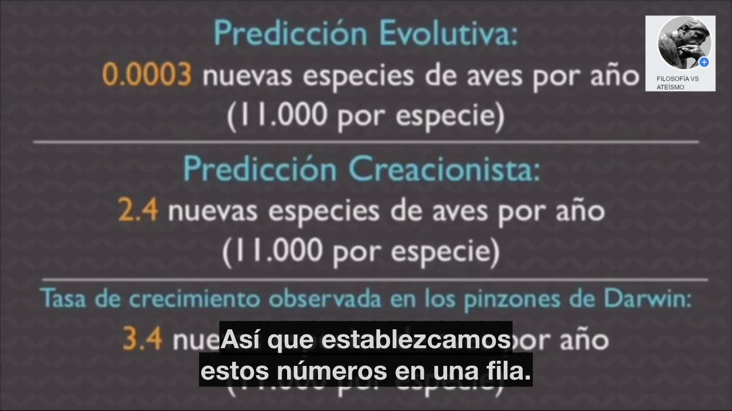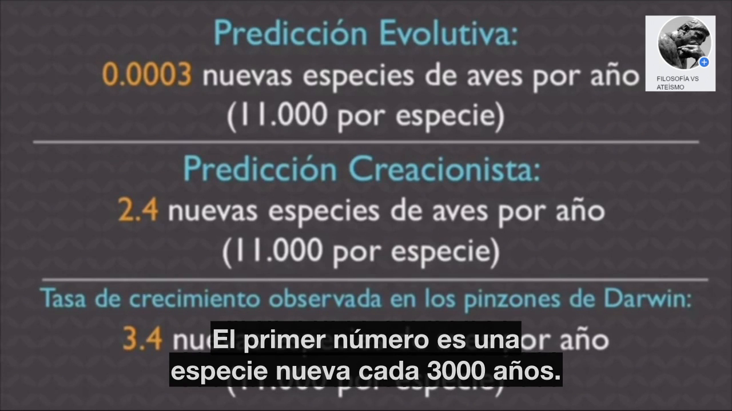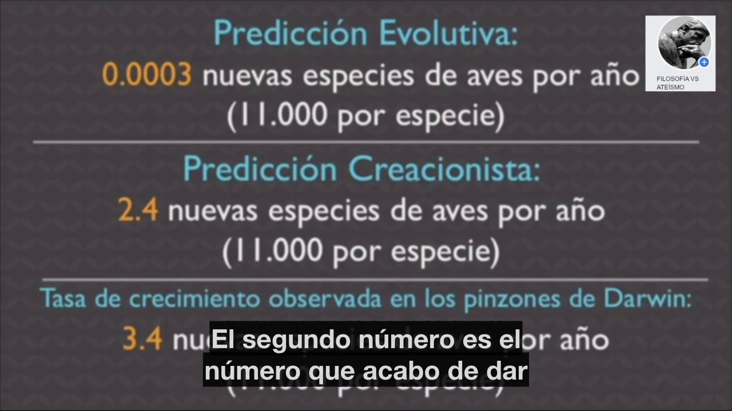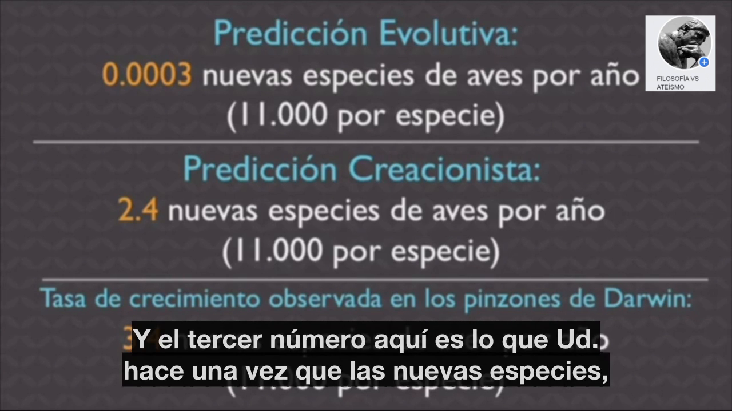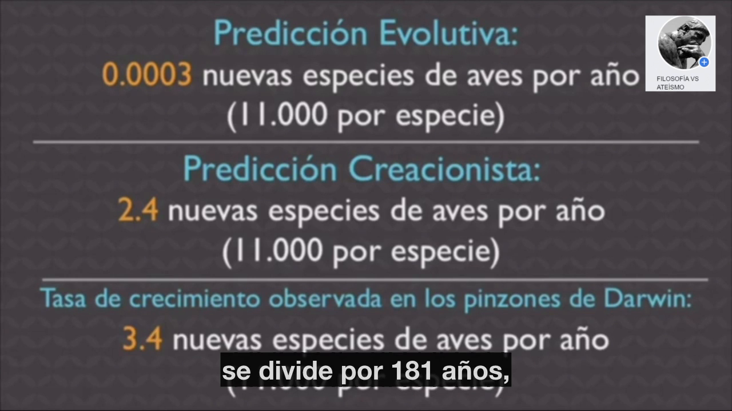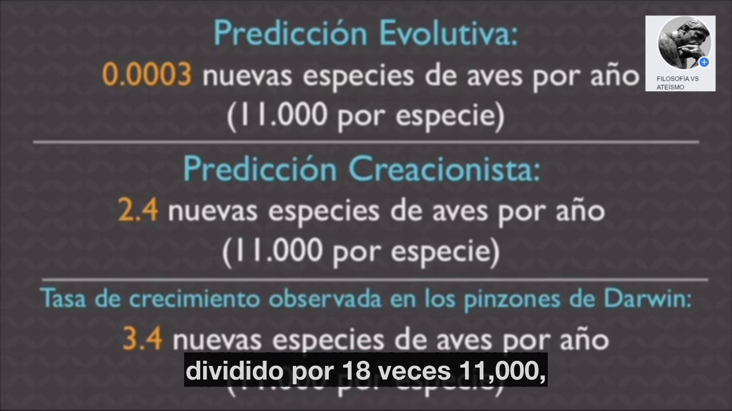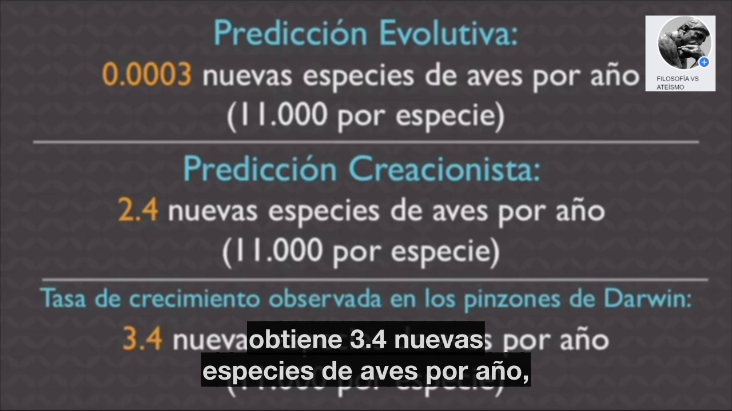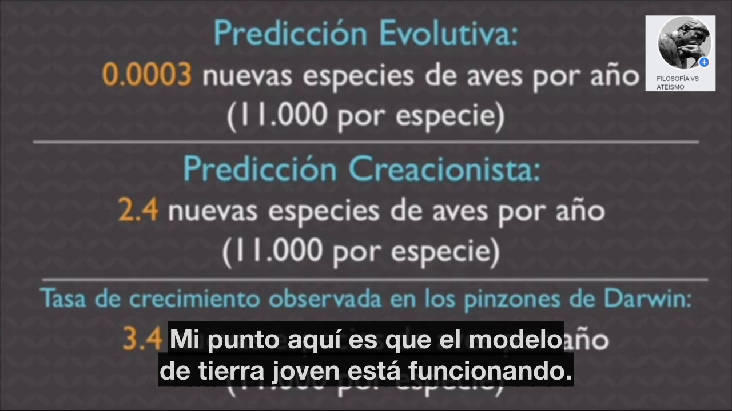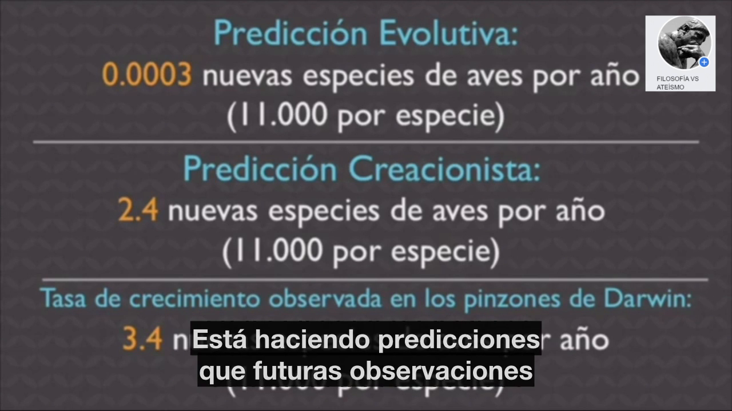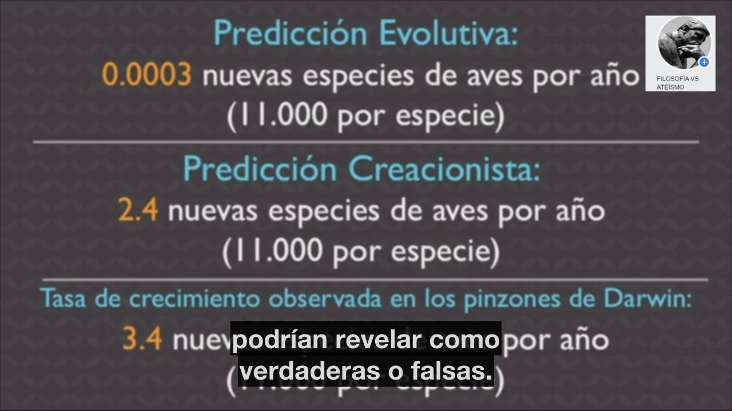So let's set these numbers in a row. The first number is 1 new species every 3,000 years. The second number is the number I just derived for you from a young Earth perspective. And the third number is what you get if you go 1 new species divided by 181 years, divided by 18 times 11,000: you get 3.4 new bird species per year, which is exactly in line with what I predicted. My point here is that the young Earth model is working. It's making predictions that future observations could reveal to be true or false.